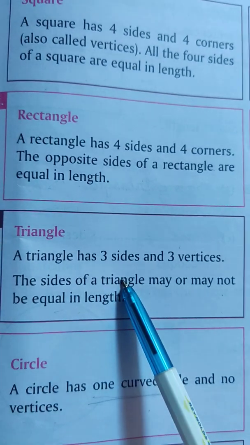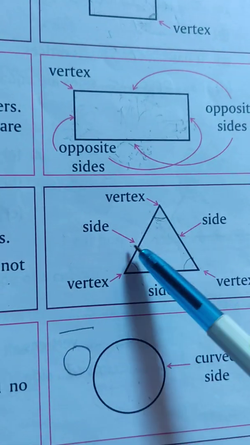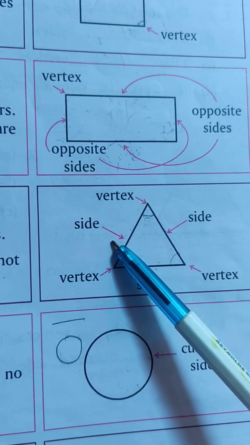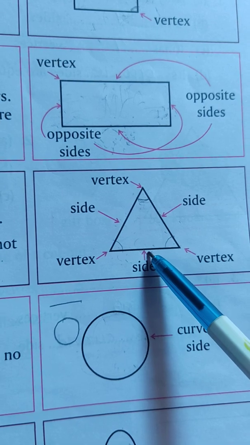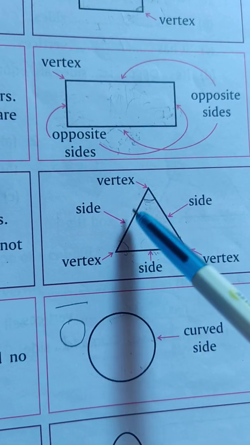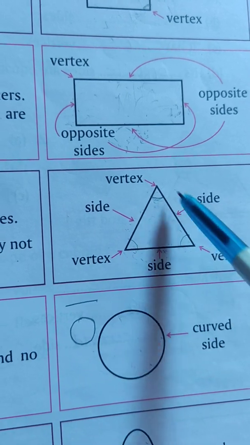The sides of a triangle may or may not be equal in length. Means the sides of triangle may or may not be equal, but there are 3 vertex and 3 sides. That's why this is called triangle.